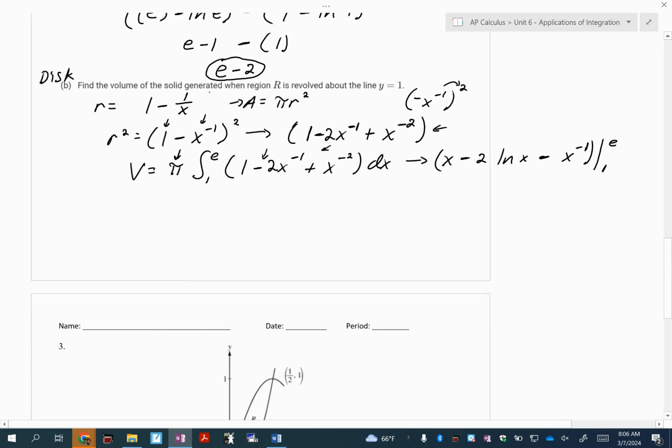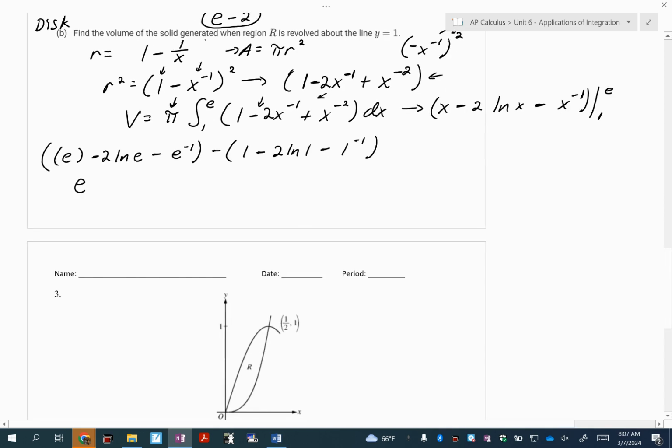So here we go. Let's plug in e first. So e minus 2 times the natural log of e minus e to the negative first power. So all of that minus, now we're going to plug in 1. 1 minus 2 times the natural log of 1 minus 1 to the negative first power. So this is going to be e. The natural log of e is 1, so that's minus 2. e to the negative first power is 1 over e. Minus, the natural log of 1 is just 0, and 1 to the negative first power is 1 over 1, which is 1. So 1 minus 0 is 1, 1 minus 1 is 0. So that's actually just going to all be 0.